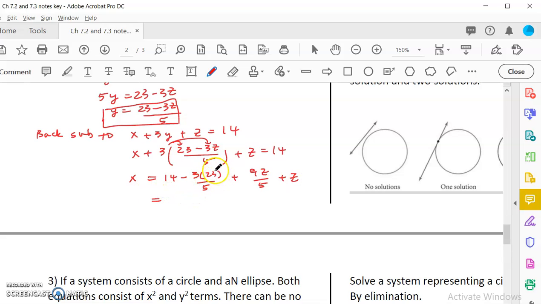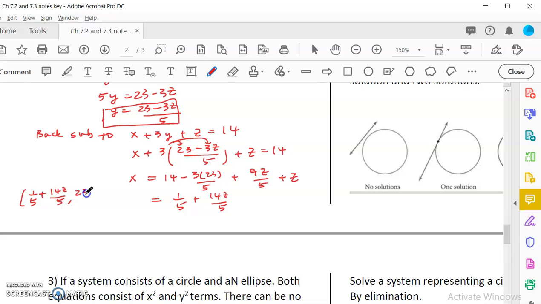So what is x? If you do the common denominator, that would be 70 minus 3 times 23. That's 1 over 5 plus 9z over 5, so 14z over 5. Right. Okay, it's because 23 times 3 is 69, 69 over 5, and this is 70 over 5, so that is here. So the answer would be, your x would be 1/5 plus 14z over 5.